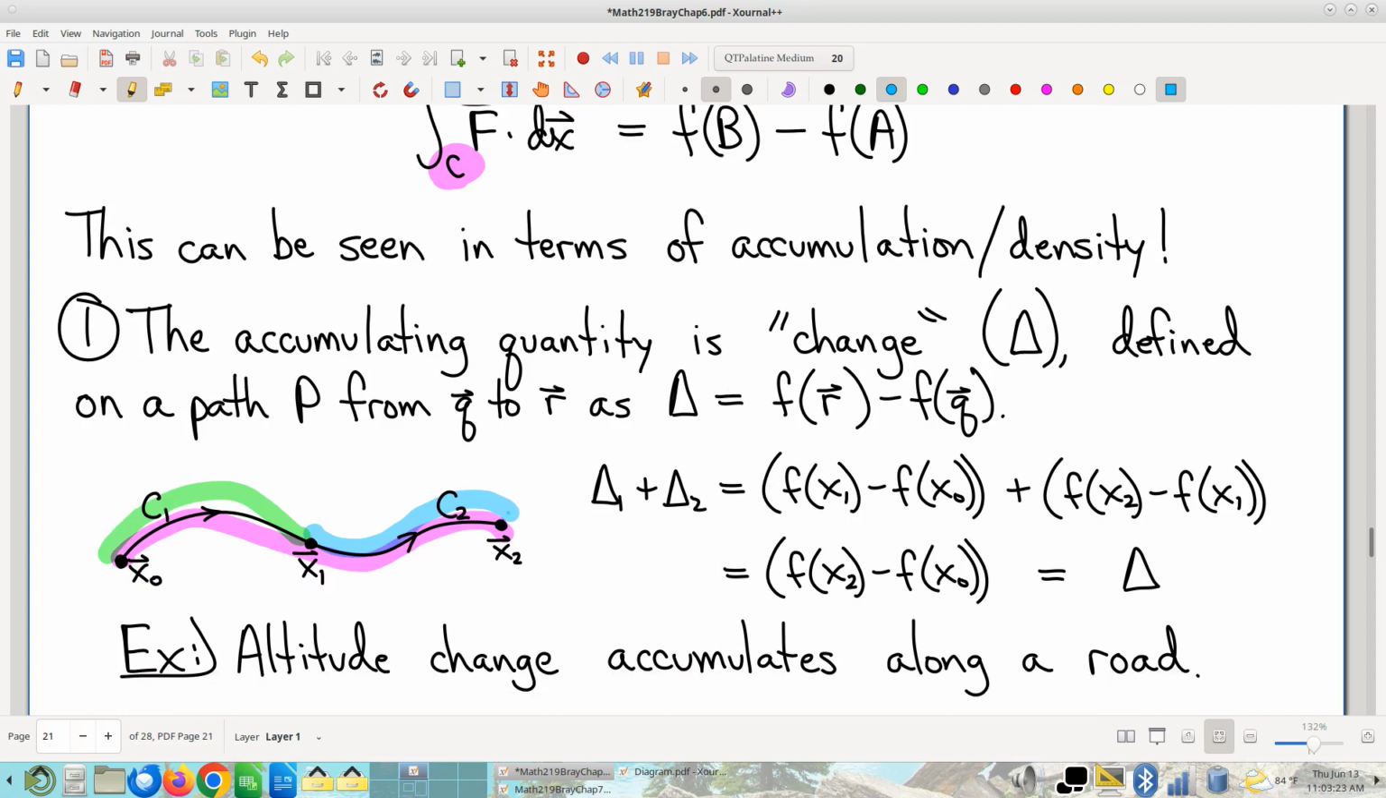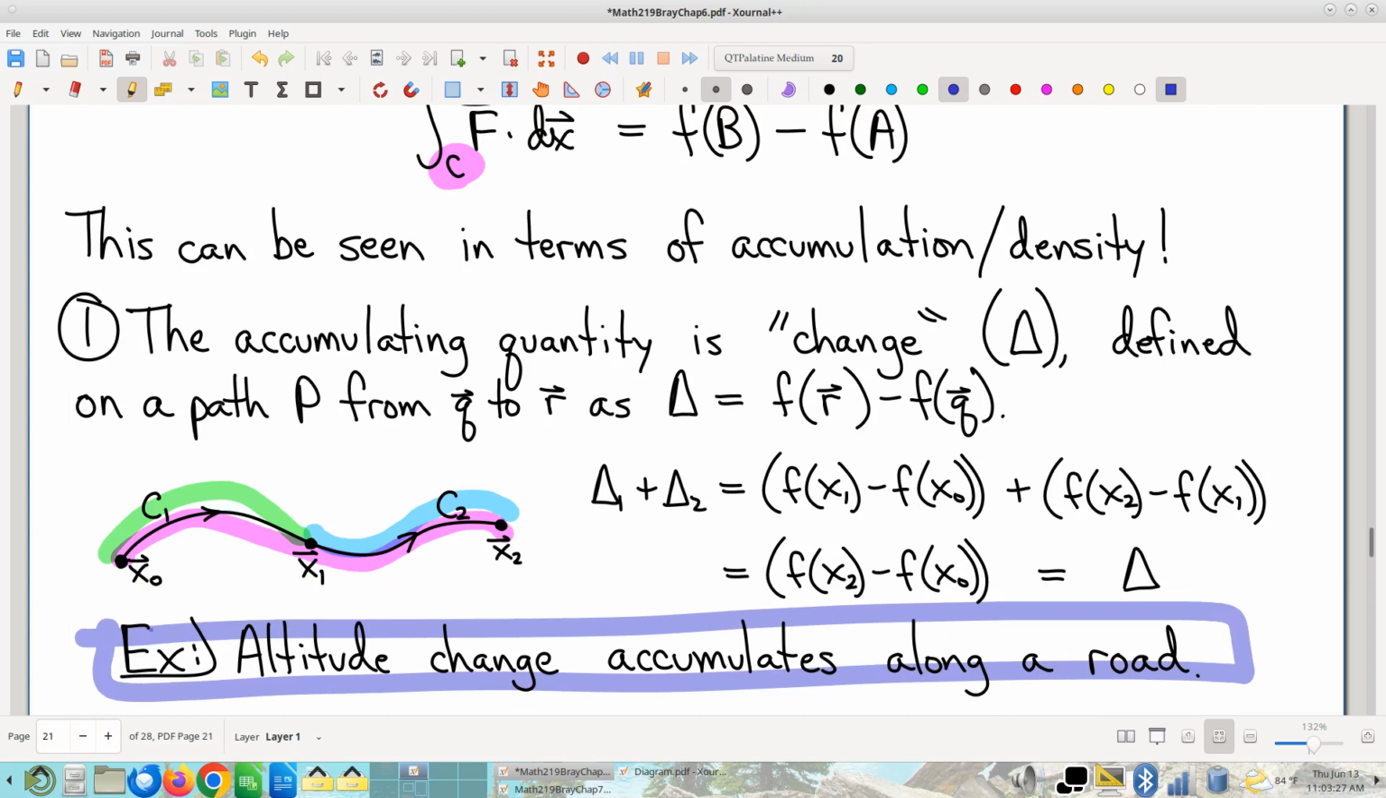My own personal favorite point of view on this is to think about how altitude changes as you drive on some sort of a mountain road. So our curved path is the mountain road, and your altitude gain, the whole, is the sum of the parts as you drive along that road.